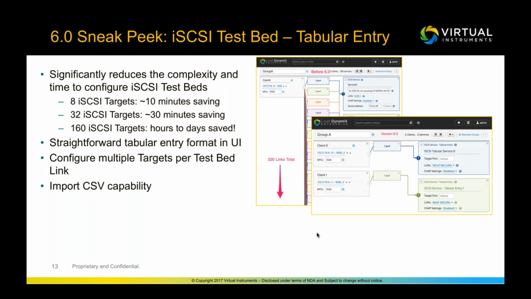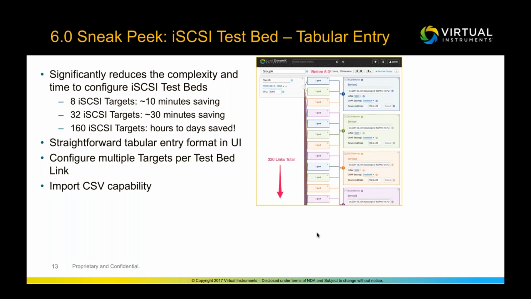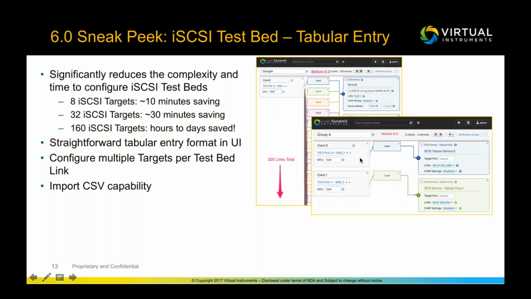The UI is designed to be extremely simple and intuitive to understand. So you can see a screenshot here. We have a testbed with 320 targets and links. This screenshot can't even capture the entire screen. You'll be scrolling down through another 300 links and targets to see this whole testbed. That's before 6.0. In 6.0, the same exact 320 target testbed is captured in this entire small screenshot here.